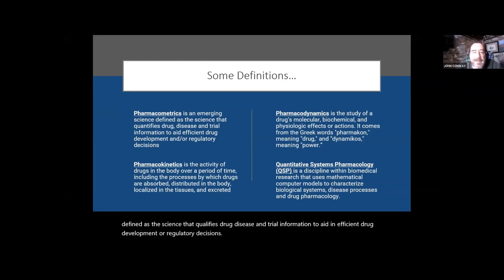Pharmacokinetics is the activity of the drugs in the body over a specific period of time, including the processes by which drugs are absorbed, distributed, and localized in tissues and excreted. And then pharmacodynamics is the study of a drug's molecular, biochemical, and physiological effects or actions. It comes from the Greek words pharmakon, meaning drug, and dynamikos, meaning power.